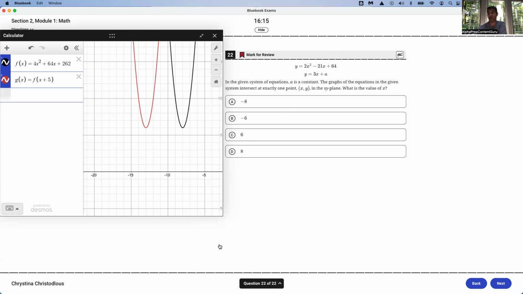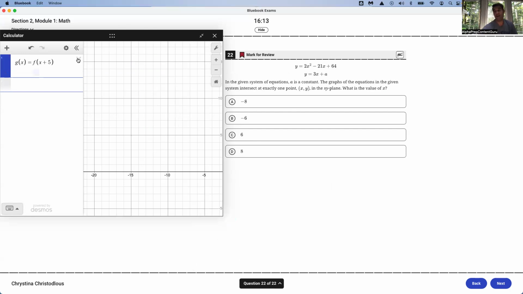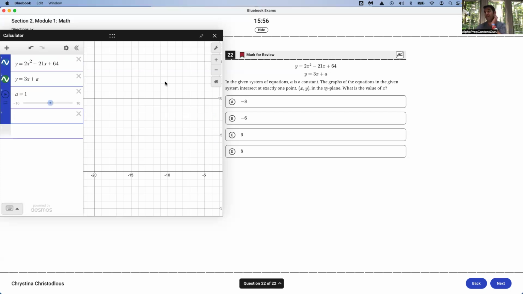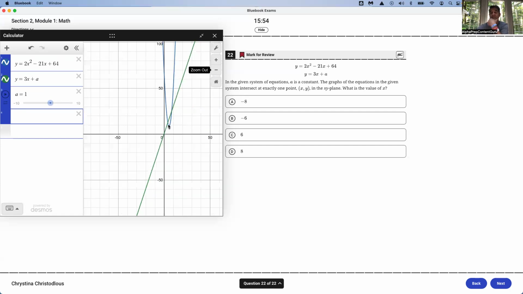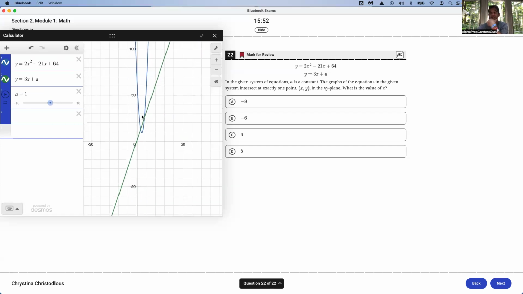The goal is just choosing these questions. I'm choosing number 22, the last one, supposedly the hardest one. I'm choosing the questions to show you the Desmos features. This is a system of simultaneous equations. What I'm going to do is I'm going to put in both equations, because when you do that, you have the opportunity to see the two equations. I know that A is a slider, and you can see them as a graphical representation.